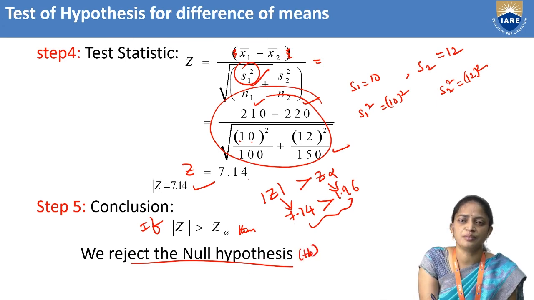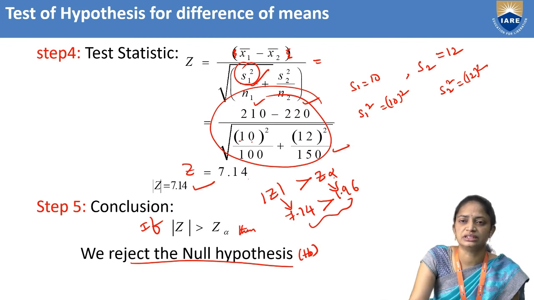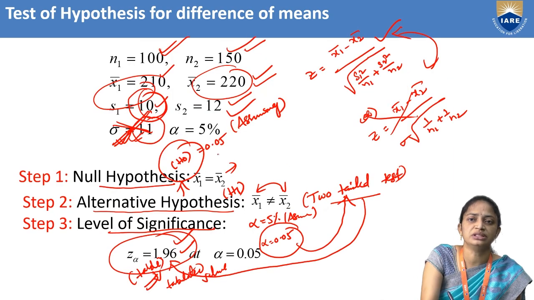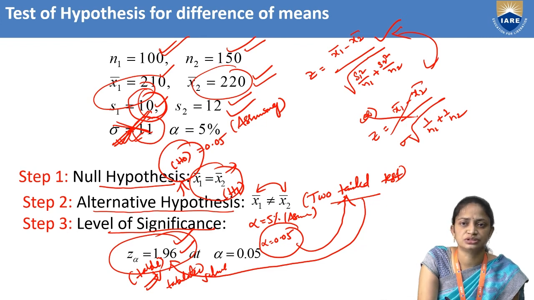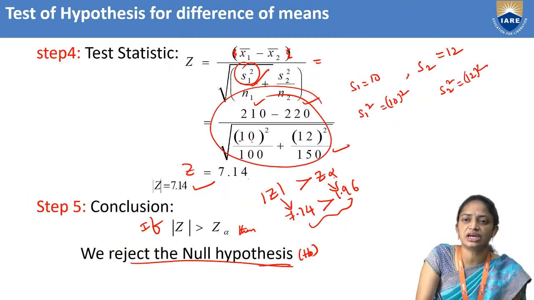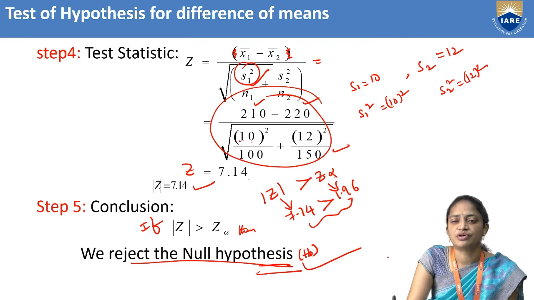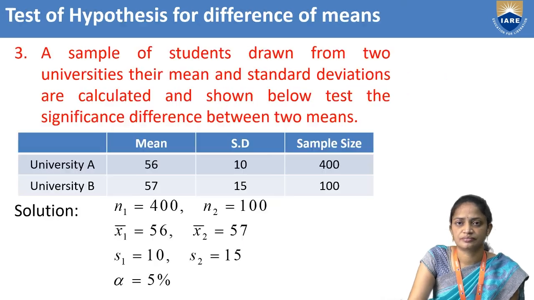We reject the null hypothesis, which means we reject our statement, so the given statement is wrong. What is our given statement? We are assuming that there is no significant difference between means. That is the wrong statement. That means here there is a significant difference between means. So what is the answer here? There is a significant difference between the means.